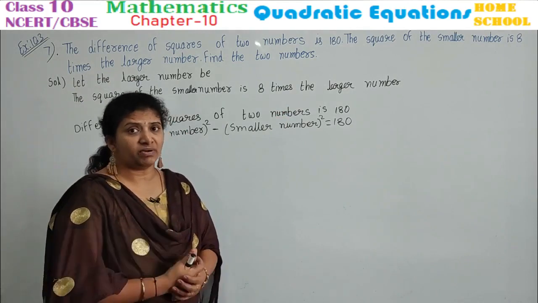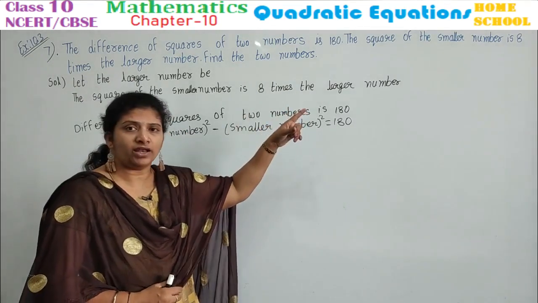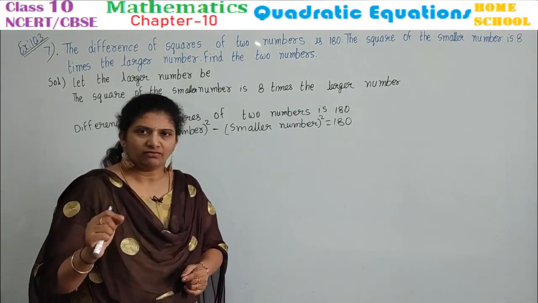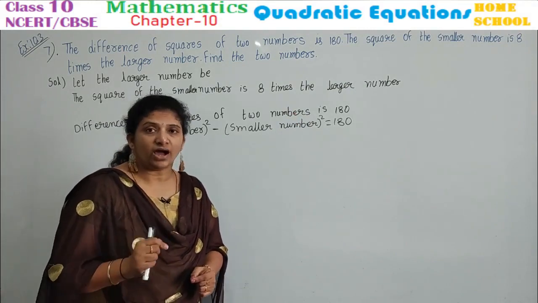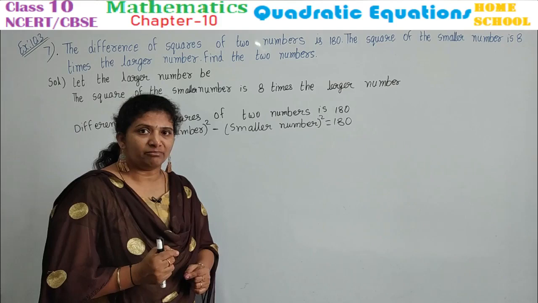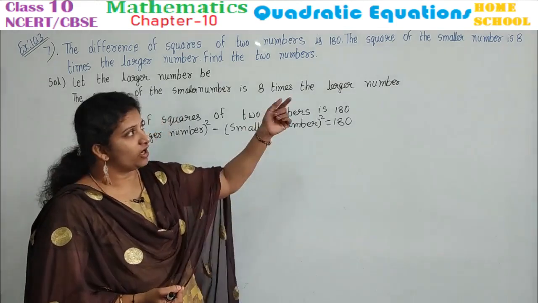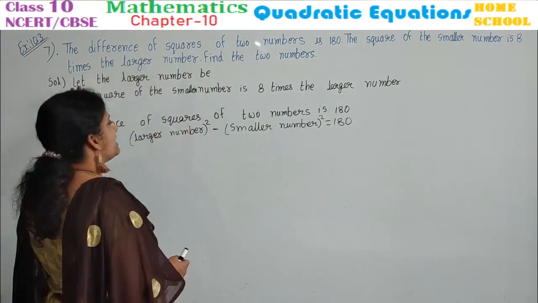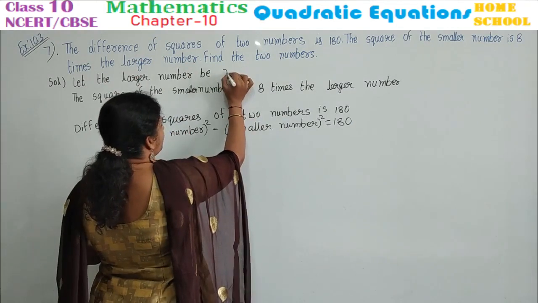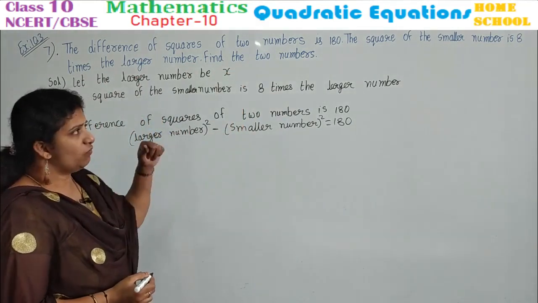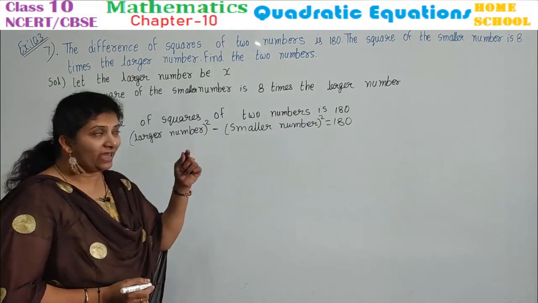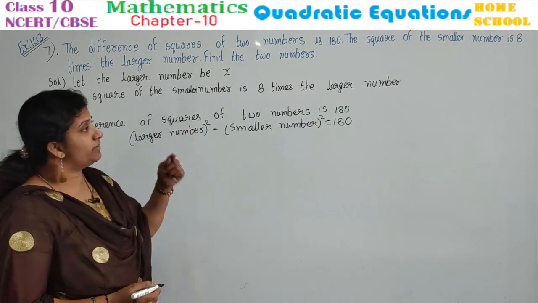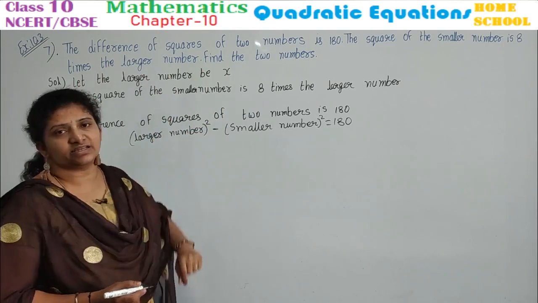So first, which number do we need? We are talking about the smaller number. The square of the smaller number is 8 times the larger number. Do we know the larger number? We don't know the larger number. So first we need to assume, let the larger number be x. Then we are going to get the smaller number. Find the two numbers is your problem. Let's start our solution. Let the larger number be x. Then what is the smaller number? The square of the smaller number is 8 times the larger number.